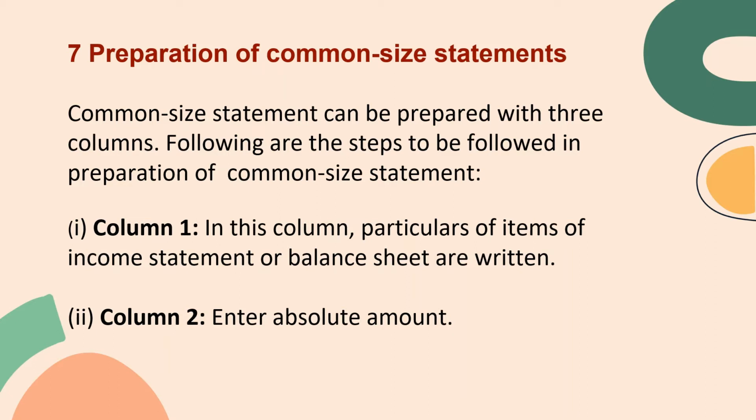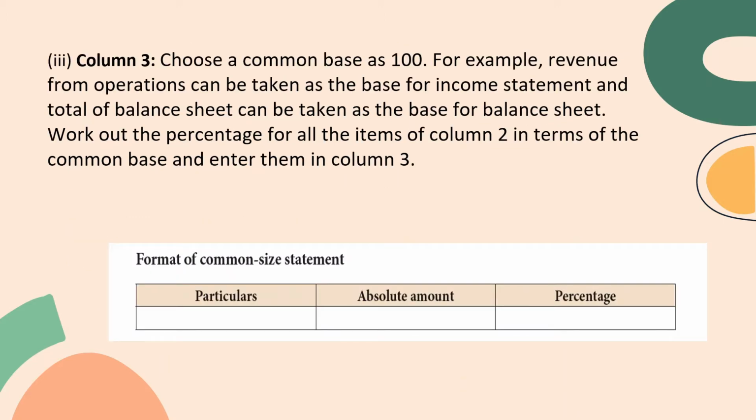and in column 2 you have to enter the absolute amount, and in column 3 we have to choose the common base. For income statement, revenue from operation is the common base, so you have to keep it as 100, and for balance sheet, total assets or total equities and liabilities will be the common base, and you have to keep it as 100, and the remaining items will be expressed as percentage of the common base. So here you can see the format of common size statement: particulars, absolute amount, percentage. Here there is no comparison, directly we find the percentage.